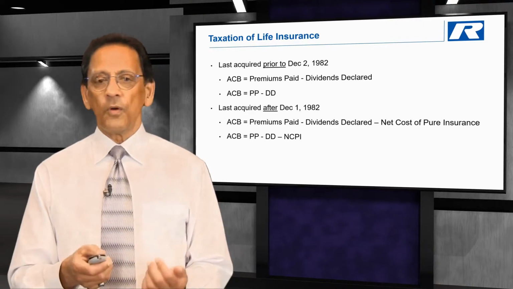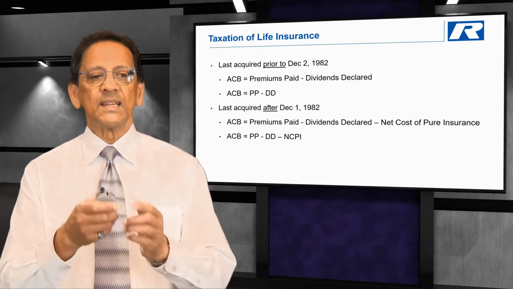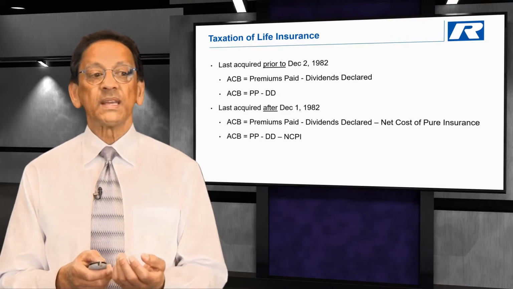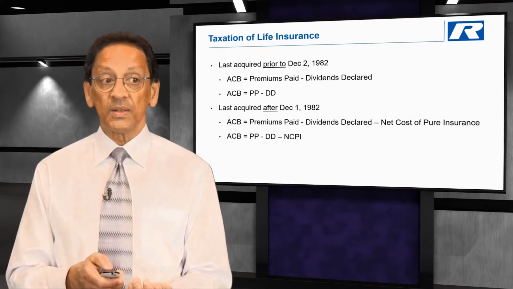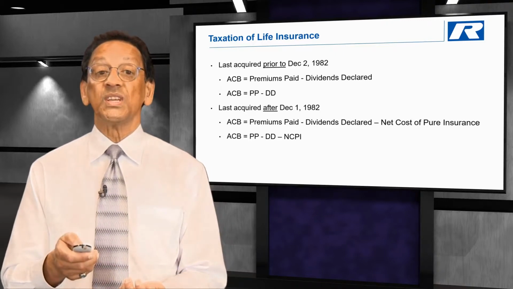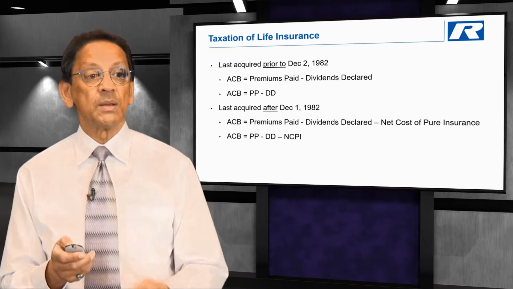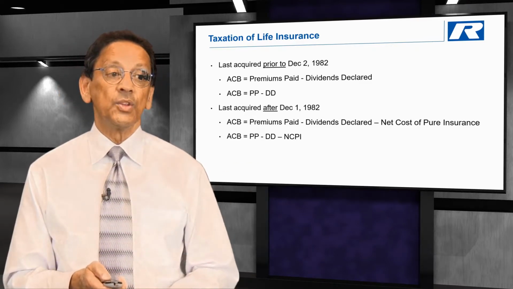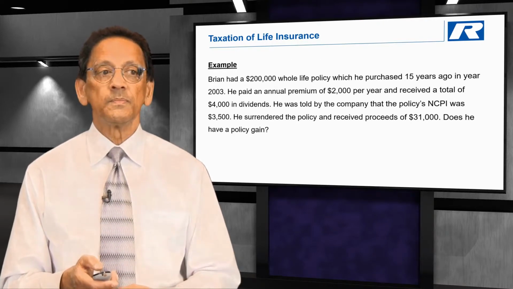So the new formula after December 1st, 1982 has this additional element, and what that effectively does is make the adjusted cost base lower, and as a result of that, it makes the client's policy gain higher. So there's more taxable after December 1st, 1982 than there was before 1982. So let's take a look at an example.